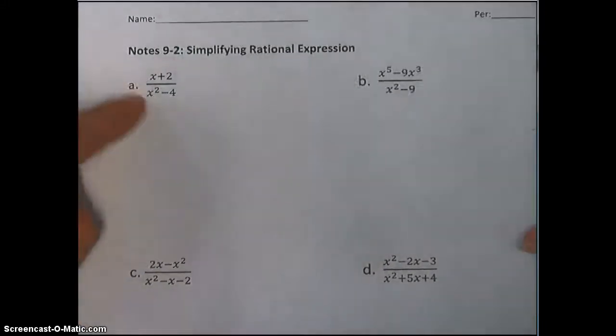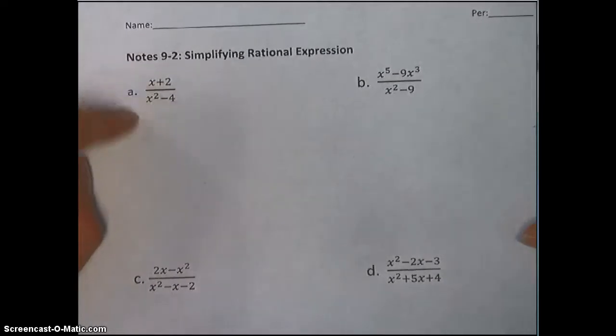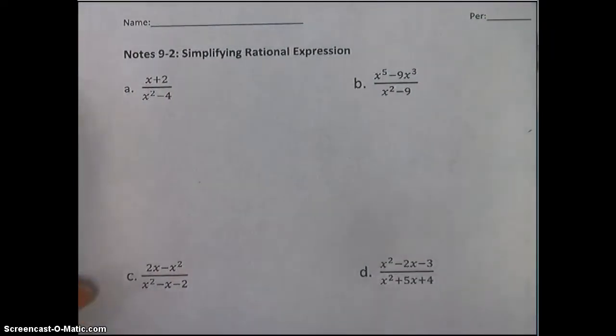Now, what makes this a rational expression is there are two polynomials here. There's one on the top of the fraction, one on the bottom. Whenever you've got a polynomial divided by a different polynomial, that's technically a rational expression. So let's talk about how to simplify these things.